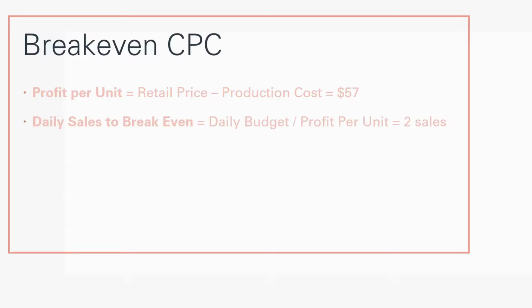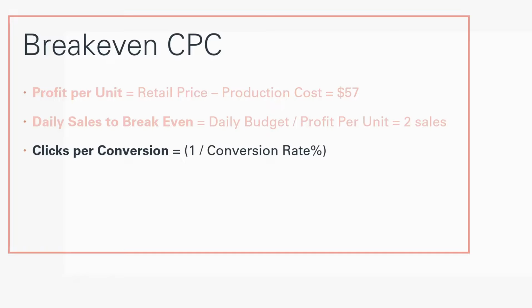So once we know our profit per unit is $57 for the American Dream backpack, and we know our daily sales required to break even based on our daily budget, then we want to calculate the clicks per conversion. This is the number of clicks that you need to get one sale. And we can calculate the number of clicks needed for one sale as 1 divided by the conversion rate.